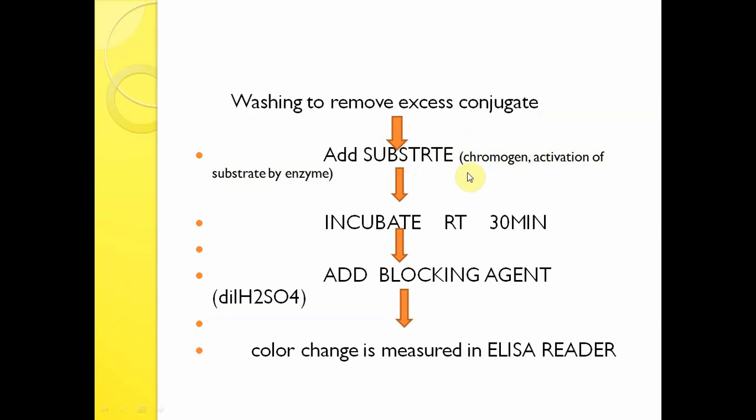After adding substrate, again incubate at room temperature for 30 minutes. After incubation add blocking agent. So blocking agent is dilute sulfuric acid. This stopping agent causes inactivation of the enzyme and also fixes the color. Finally after adding the blocking agent, now read using the ELISA reader. That is, OD values are obtained by measuring in the ELISA reader.